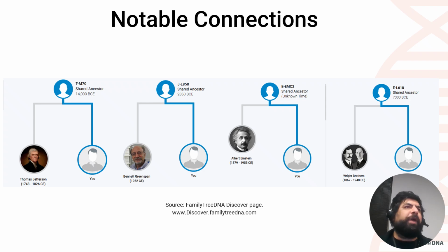We have L858 from the German Haplogroup, which also found its way to Europe, Spain and Portugal, then later Eastern Europe, and that's Bennett Greenspan, the founder of FamilyTreeDNA. And you have Albert Einstein, who is an EM, actually we gave him that name, EMC2, and he is from the EM35 haplogroup. And we also have the Wright brothers, and we actually discussed L8, L618 in detail.